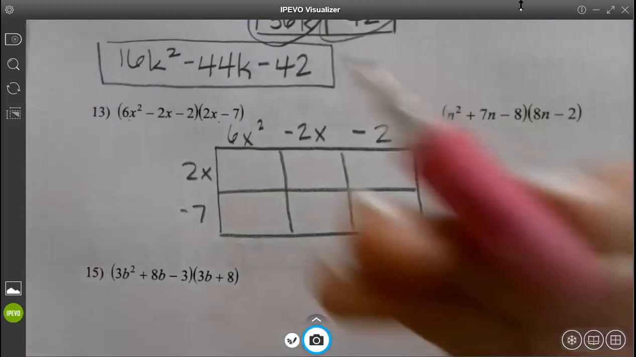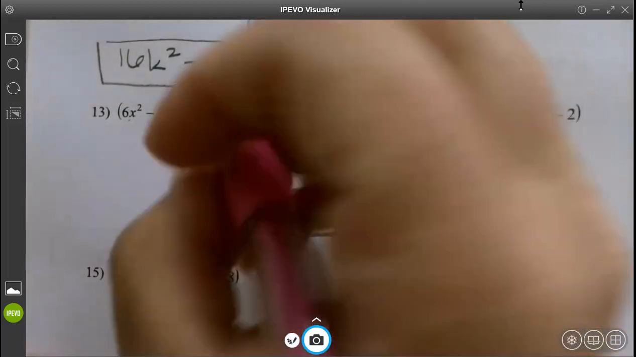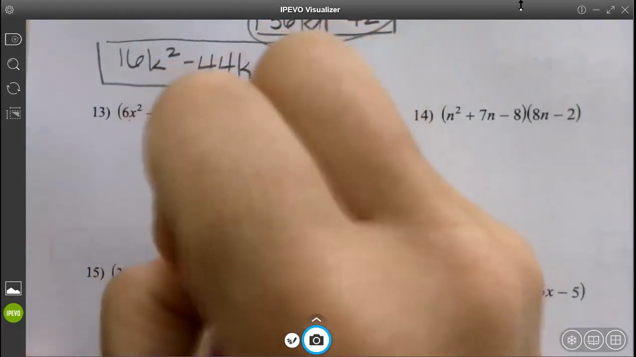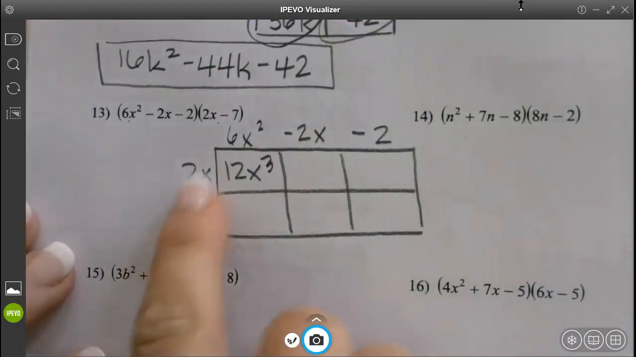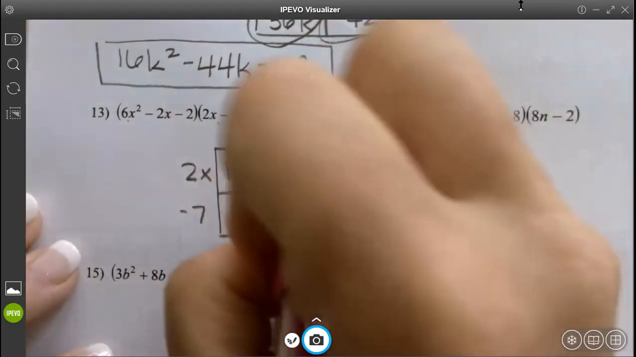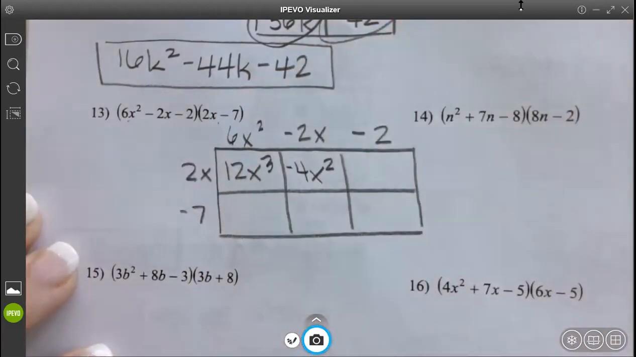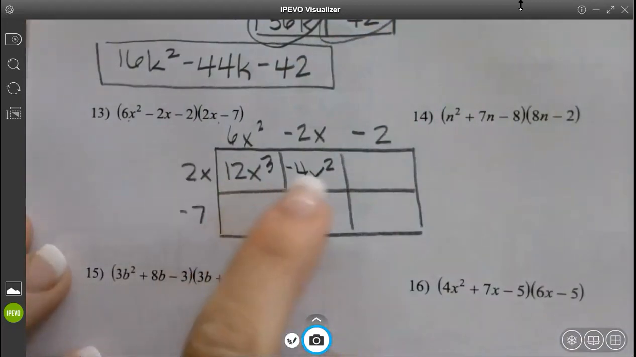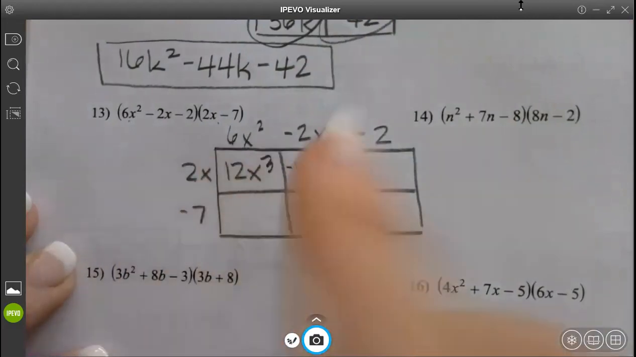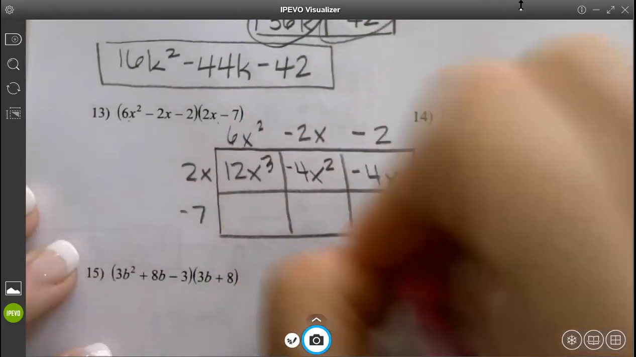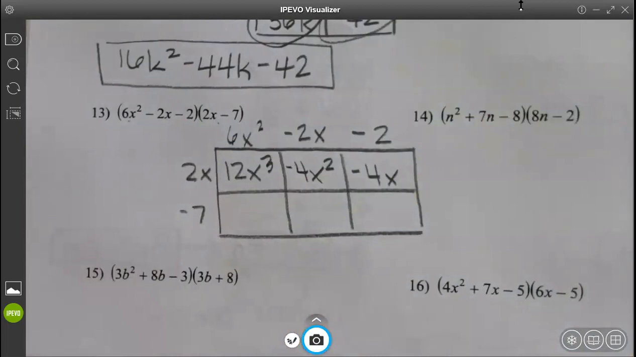All right. Without writing them in there, 2 times 6 is 12, and there's 3 x's. If you need to write it in there, please write it in there. The next box, 2 times negative 2 is negative 4, and there's 2 x's. Notice how this is going down: 3 x's, 2 x's. What do you think the next one's going to be? 1 x. It's going to do that every time. So 2 times negative 2 is negative 4, but there's only 1 x between the two of them.